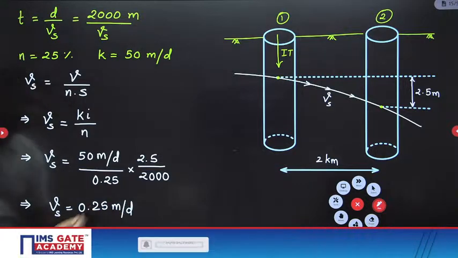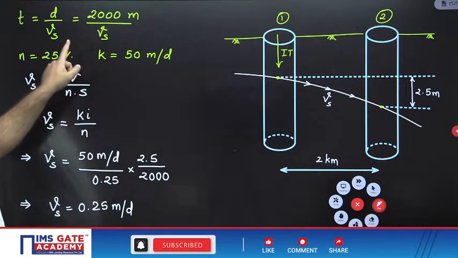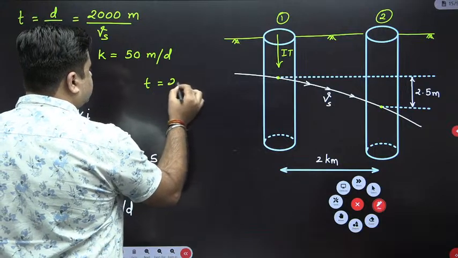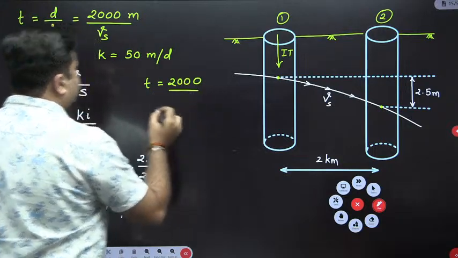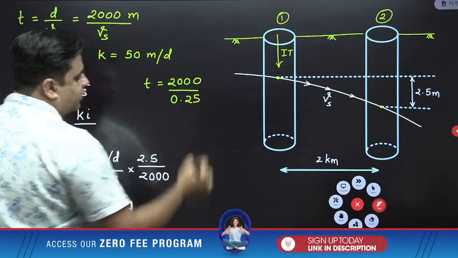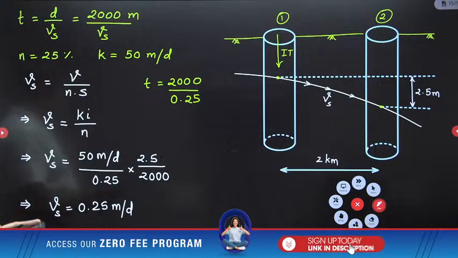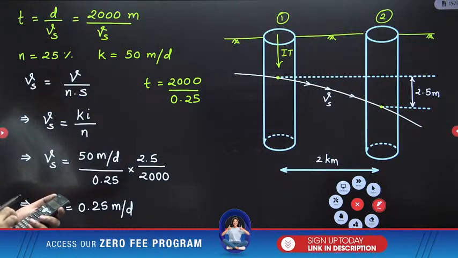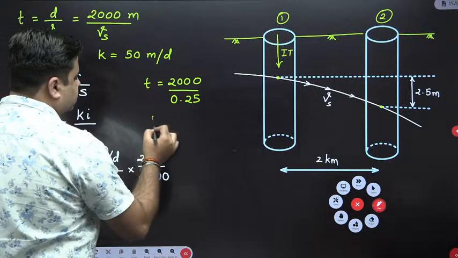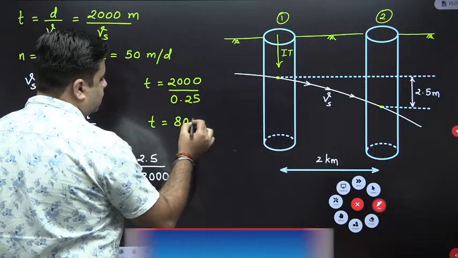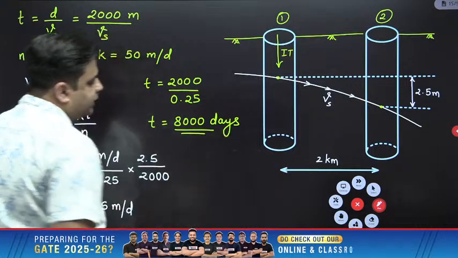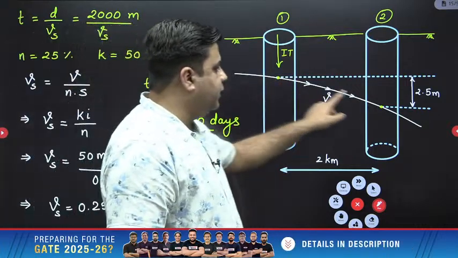Now, once you know the seepage velocity, you have to just substitute in this expression to calculate the time. So time t is equal to 2000 divided by the seepage velocity, which you have calculated as 0.25. Calculate the number of days. What will be the answer for this? 2000 divided by 0.25. So this will be equal to 8000 days. This is coming out as 8000 days. So in 8000 days, your inert tracer will reach from well 1 to well 2.